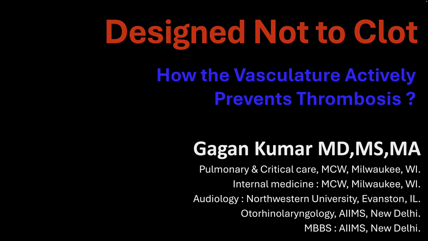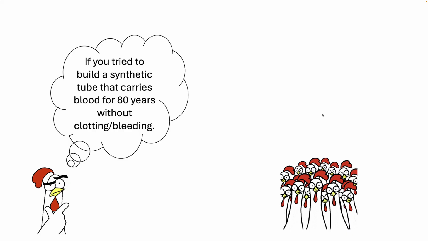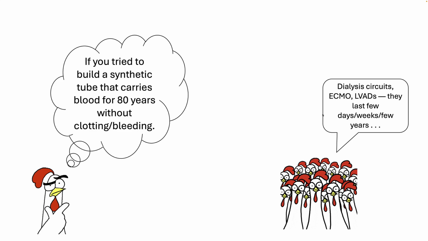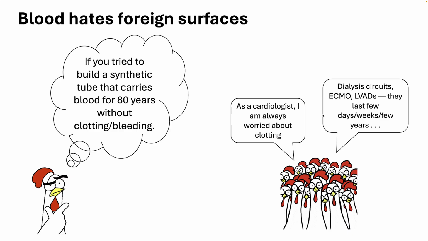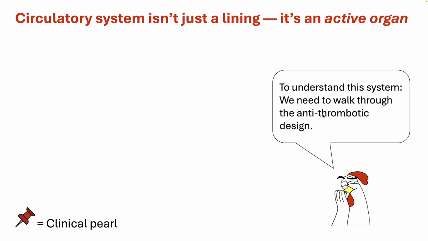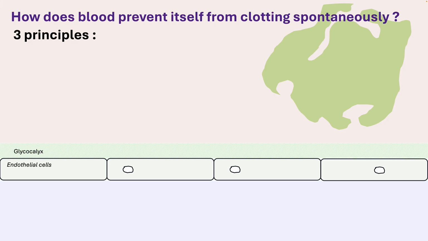Today we are going to explore how the body prevents blood from clotting spontaneously. Have you thought about building a synthetic tube that carries blood for 80 years without clotting or bleeding? We have achieved some success when we designed our dialysis, ECMO, and oxygenator circuits. However, one thing we have realized is that blood hates foreign surfaces. So the circulatory system isn't just a lining, it's an active organ. And to understand the system, we need to walk through the antithrombotic design.